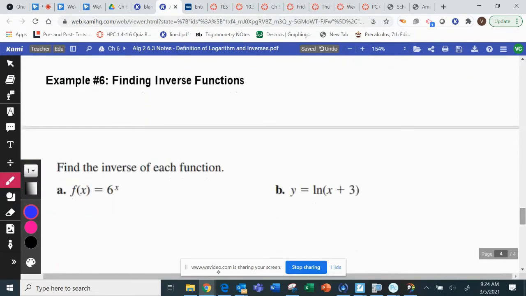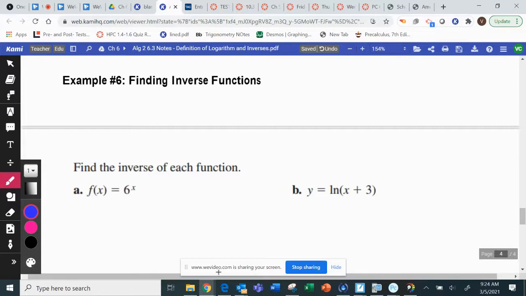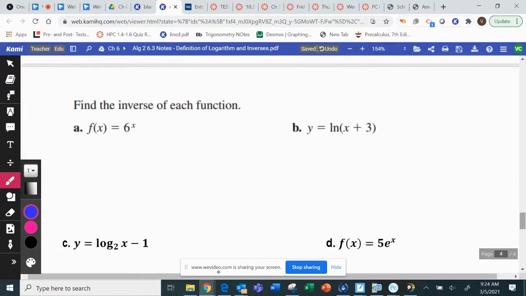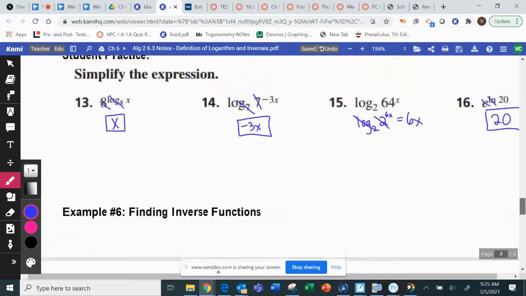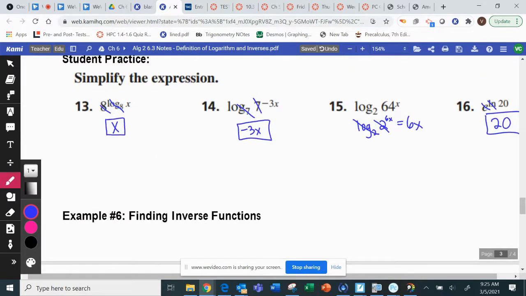Okay, so finding inverse functions. We did finding inverses in the very last section. Yes, Jackson, I'm sorry. Why wouldn't it be 1/6? Because we're going from 2 to 64, so it's getting bigger. I'm not going from 64 to 2. Okay, like just think about the little number getting to the big number.